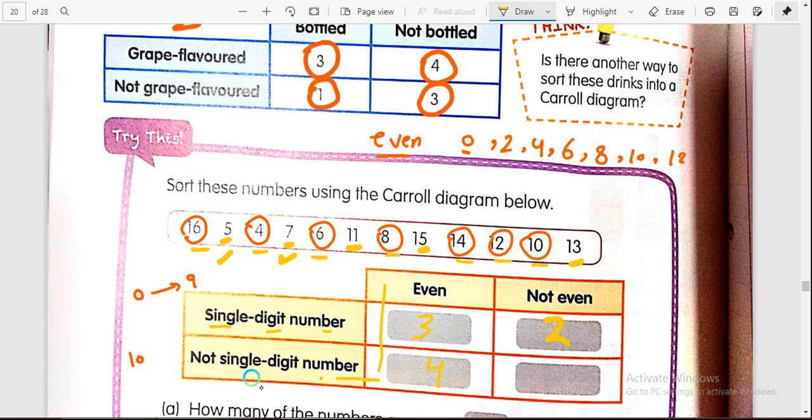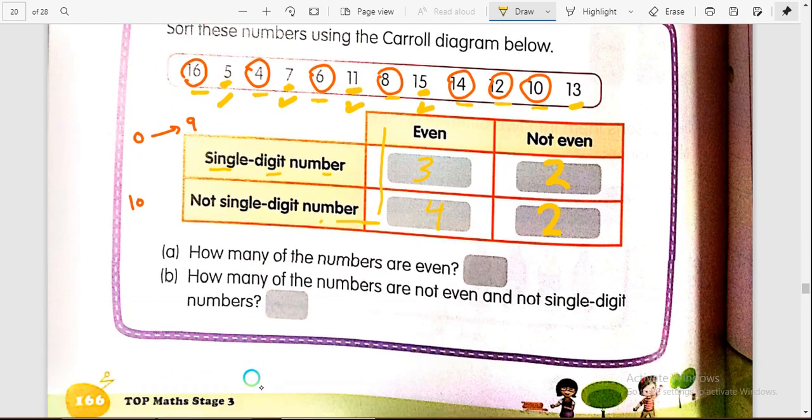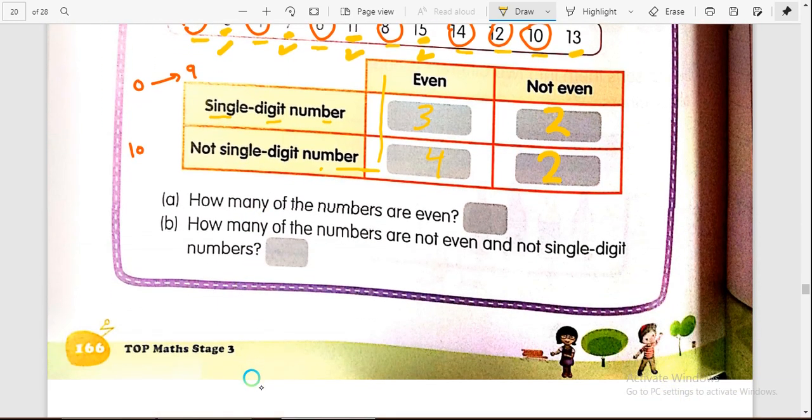I didn't ask you to write the numbers. I'm asking you how many odd numbers there are here with 1 digit only. So you will tell me 2 numbers, 5 and 7. I told you to count the numbers which are not even. Not single digit number, but not even: it's 11 and 15, so we have 2 numbers. So in this way, we completed the table of the Carroll diagram, and we have 2 questions here.